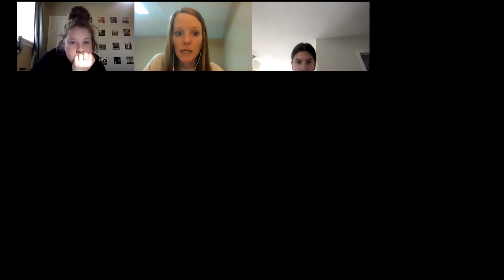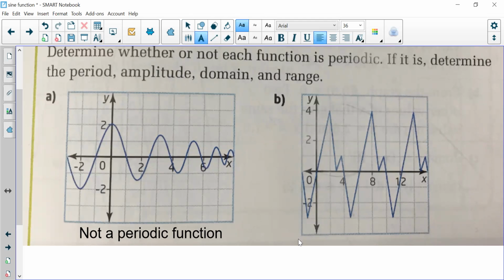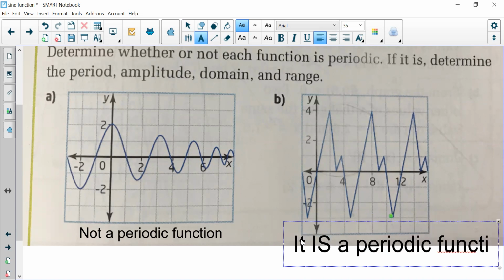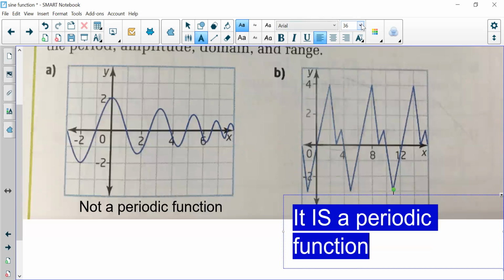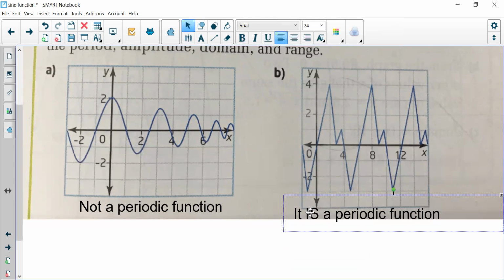However, Makai, you said B has a repeating pattern, right? Yeah. Okay, so we do have to fill in the chart for part B because it is a periodic function. I should have given myself that chart. All right, now what we have to do is figure out the period, the amplitude, the domain, and the range.